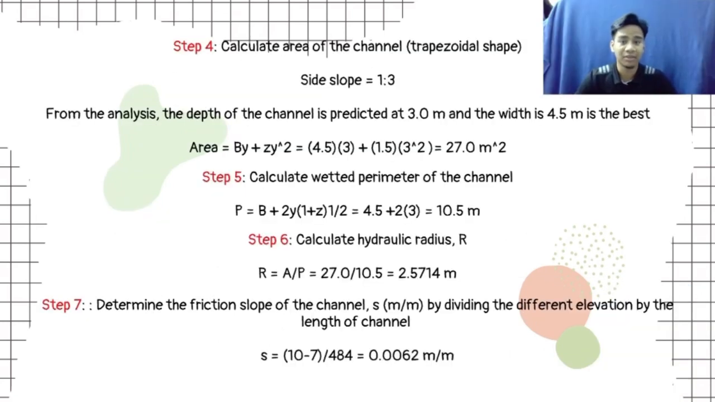Step 4 is to calculate the area of the channel, which is trapezoidal in shape, and the ratio for the side slope is 1:3. From the analysis that we get from Q peak, the depth of the channel is predicted at 3 meter and the width of 4.5 meter is the best. The area which we get is 27 meter square.